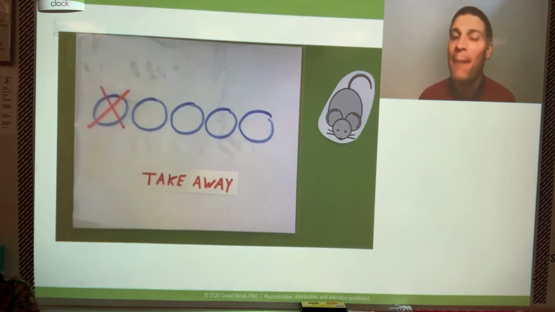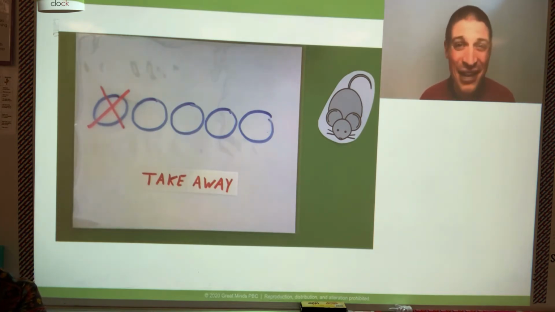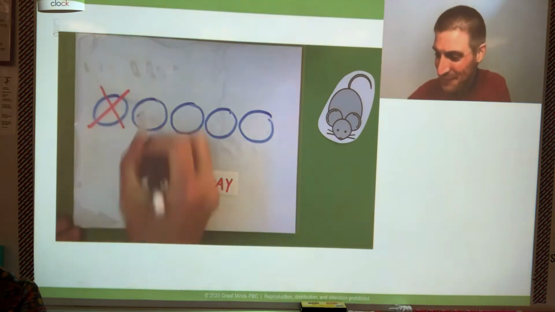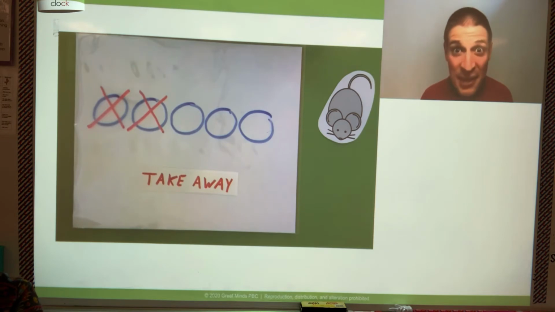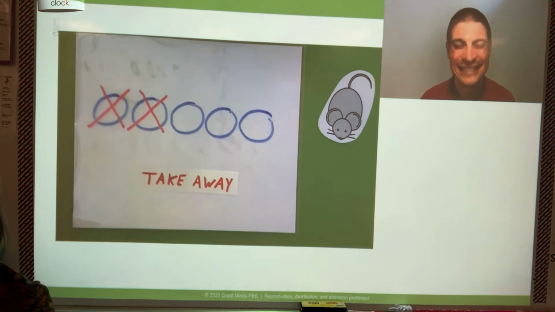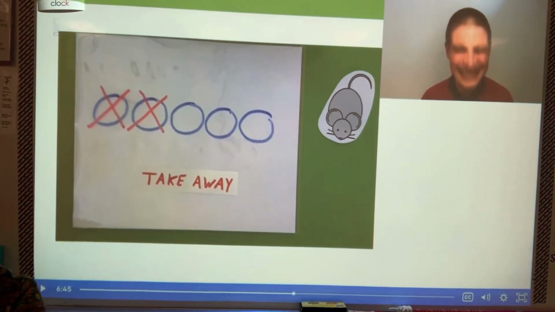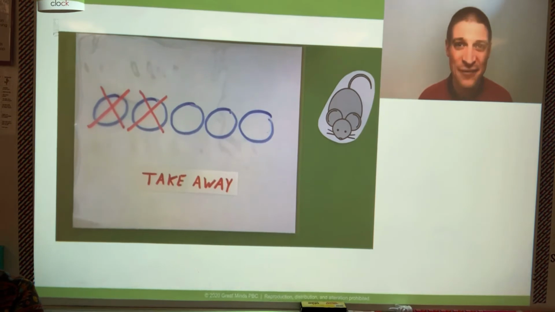Nice. Now, Mousy gets hungry and eats another piece. What should you do? Yes, cross off another piece of cheese. I'll do it too. Okay, cross off another one. How many pieces of cheese do we have left? Tell me. How many does he have left? Show with your fingers. Yes, very good. We have 3 pieces of cheese left.